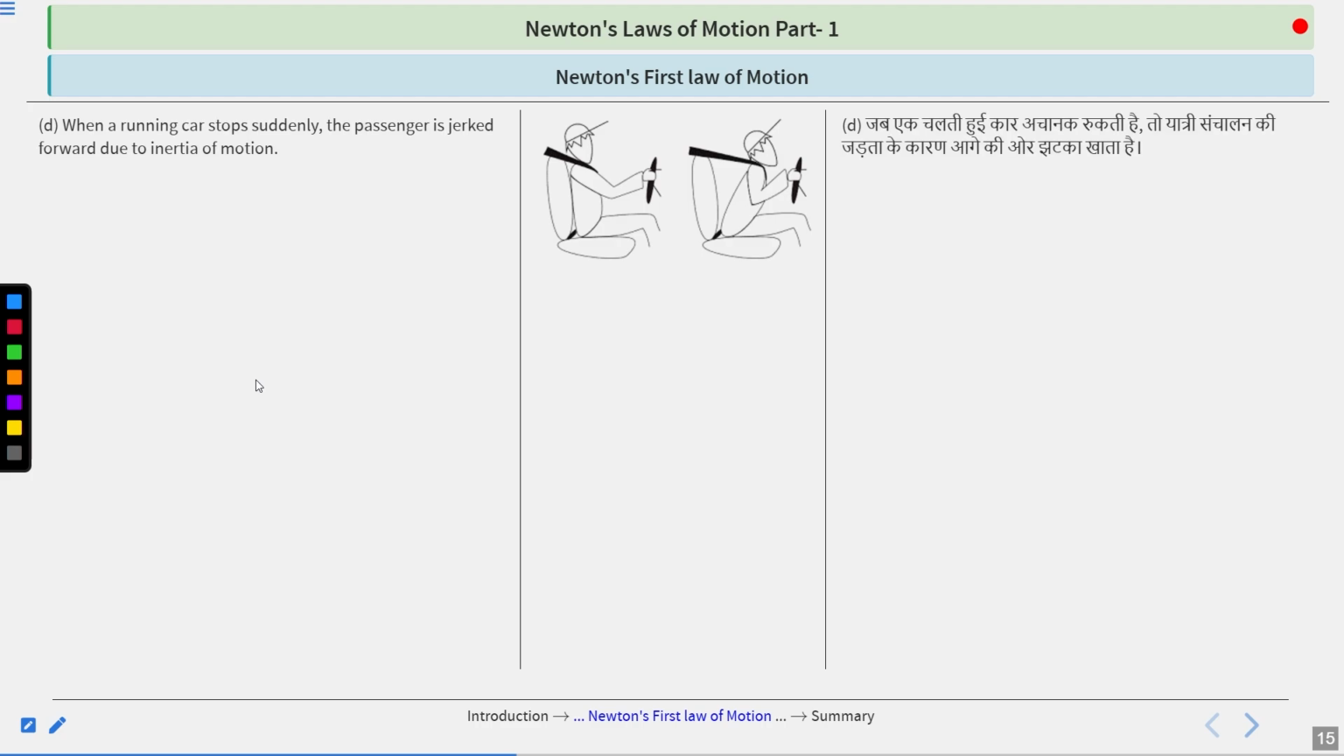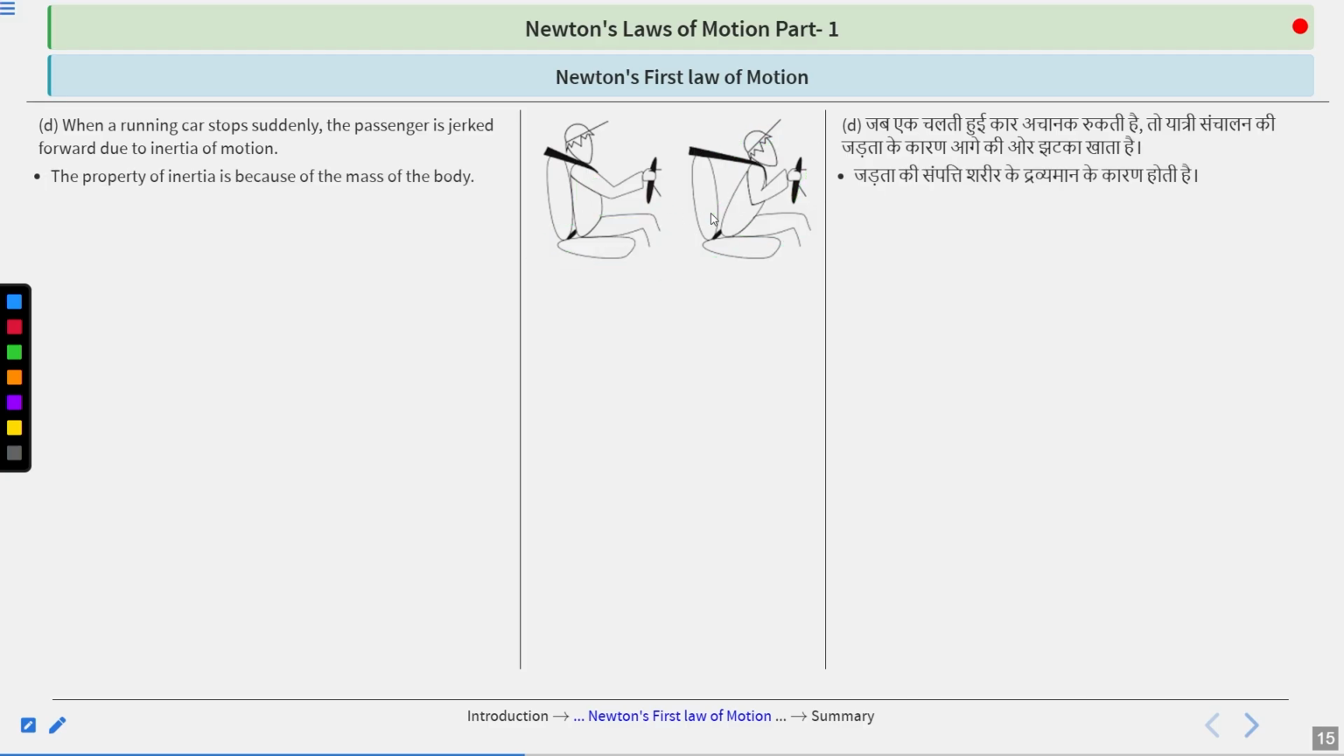When a running car stops suddenly, the passenger is jerked forward due to the inertia of motion. Why? Because suppose right now he is driving a car. His lower part is in close contact with the car. So while the car is in motion, his lower body is also in motion. But his upper body is still in the state of rest. So when he stops the car, the car and his lower body, because they are sharing the same kind of state, will stop. But his upper body, which is not in close contact with that, will lean forward because the body is in motion.